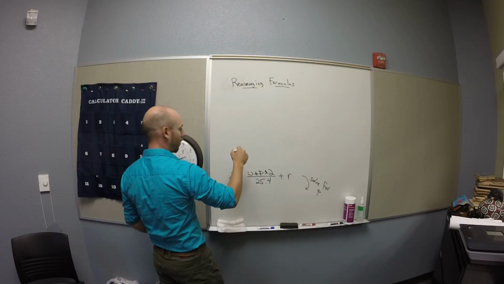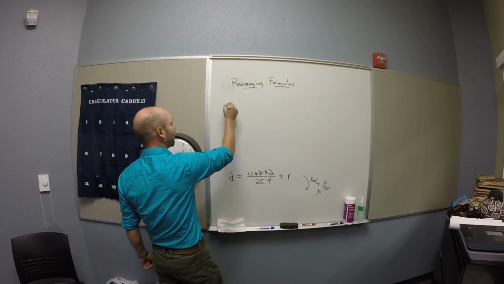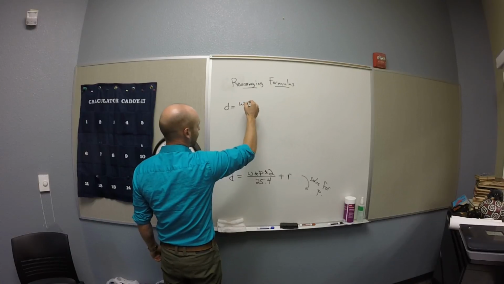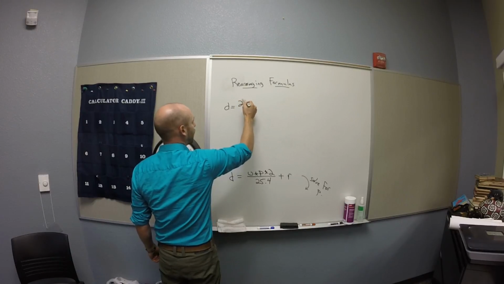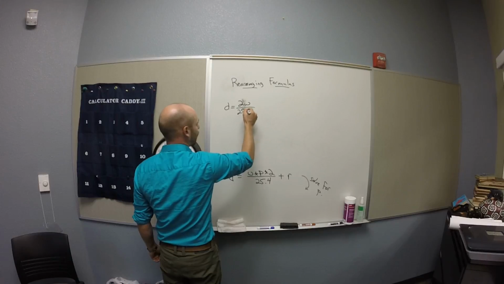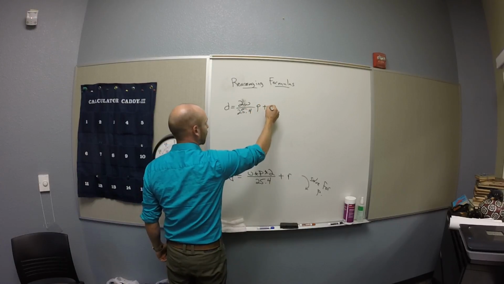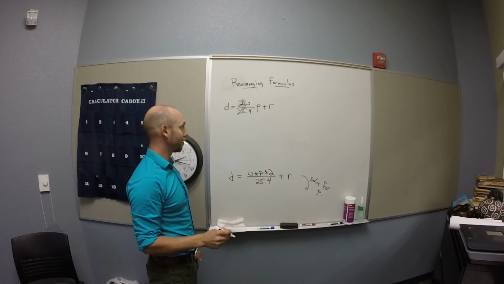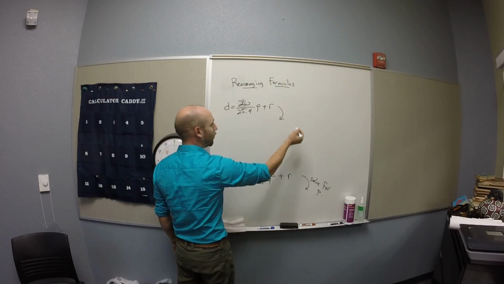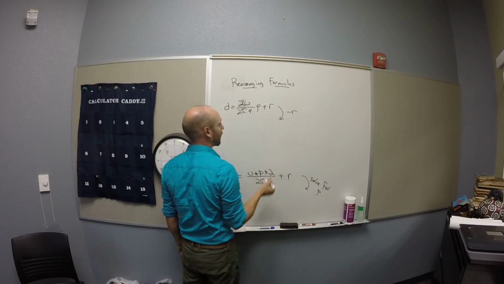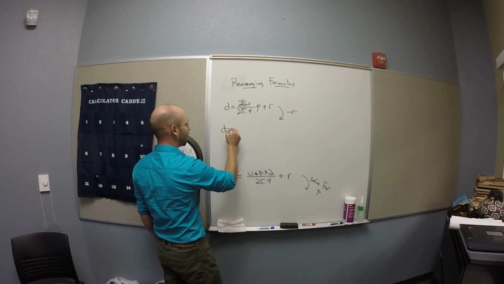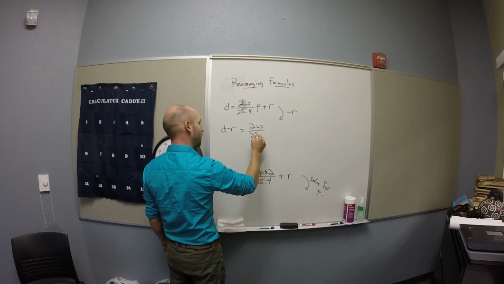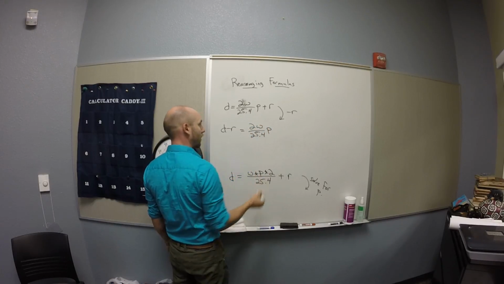And what I'm going to start with is first I'm going to simplify. So I've got D is 2W over 25.4 P plus R. Okay, so to solve for P, I want the P by itself. So I'm going to move the things that are added by subtracting R. So now I've got D minus R is 2W over 25.4 P.